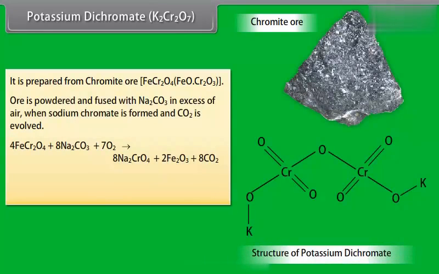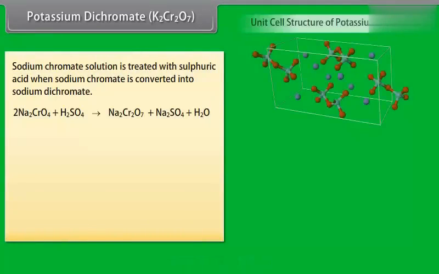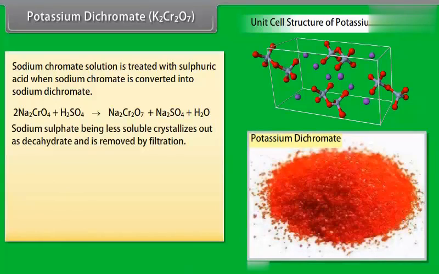Ore is powdered and fused with Na2CO3 in excess of air, when sodium chromate is formed and CO2 is evolved. The fused mass is then extracted with water, when sodium chromate, being soluble in water, passes into solution and Fe2O3 is left behind. Sodium chromate solution is treated with sulfuric acid, when sodium chromate is converted into sodium dichromate. Sodium sulfate, being less soluble, crystallizes out as decahydrate and is removed by filtration.